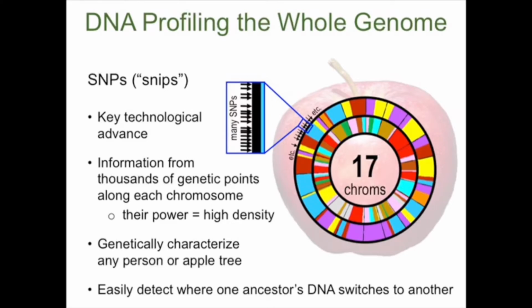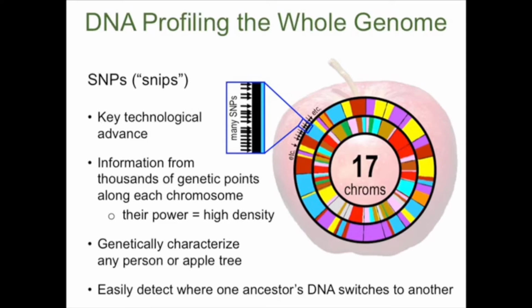And so it allows us to look at information from thousands of genetic points all along each chromosome. It's finally tipped us over the edge of being able to do the cool stuff we can, because of the really high density that we have. So we can genetically characterize any person or any apple tree, any apple variety.